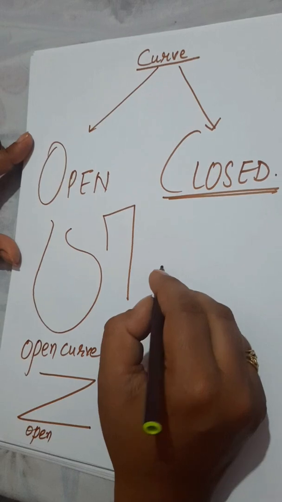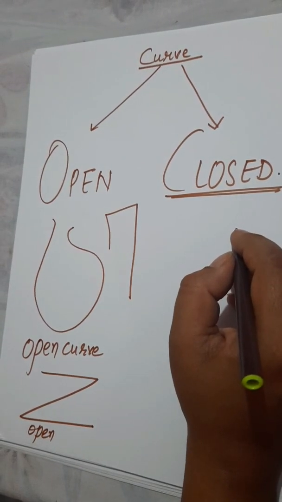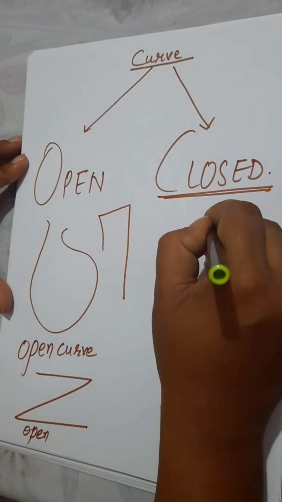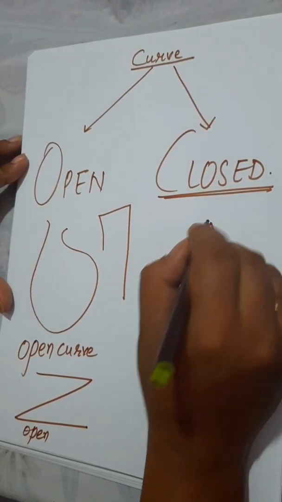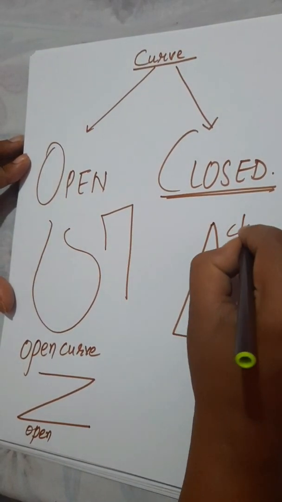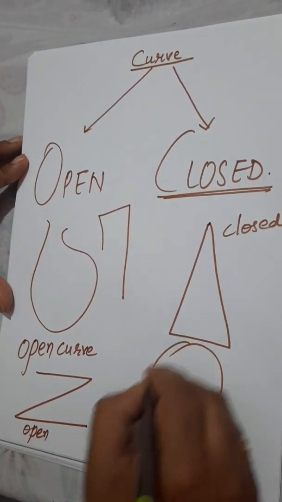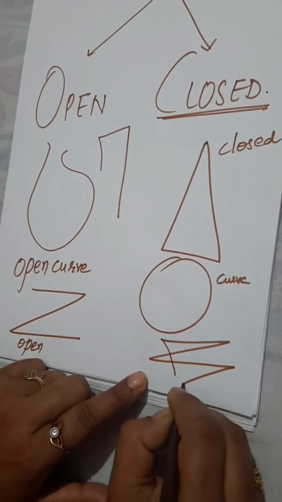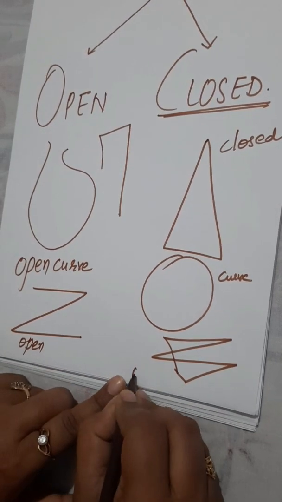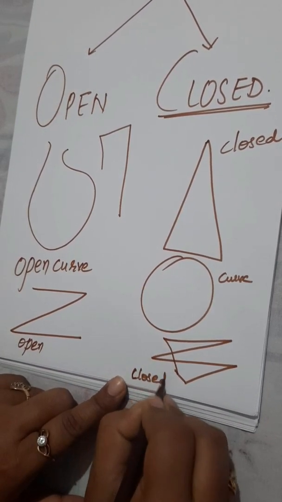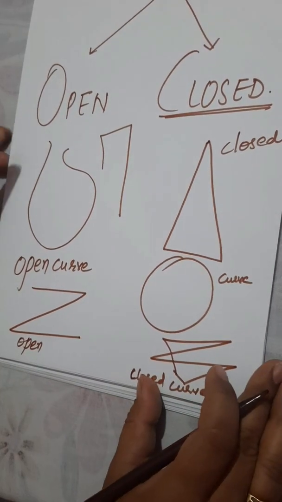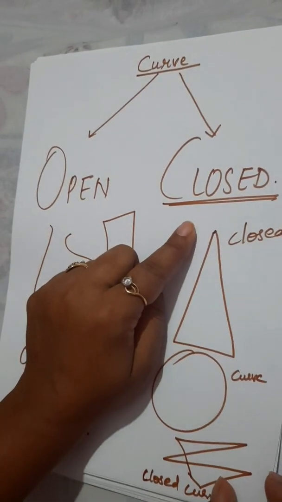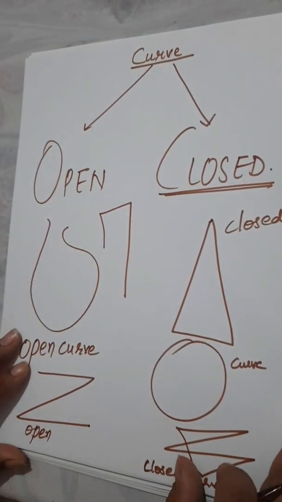Next we have closed curve. A closed curve means a curve is said to be closed if its end points are joined, like this. Here the starting and ending points are joined, so this is a closed curve. If I draw a circle, this is also an example of a closed curve. If I draw like this, the end points are joined, so it is also a closed curve. Basically, an open curve is a curve in which the end points are not joined, and a closed curve is a curve in which the end points are joined.